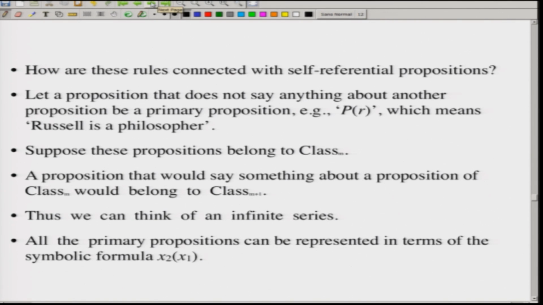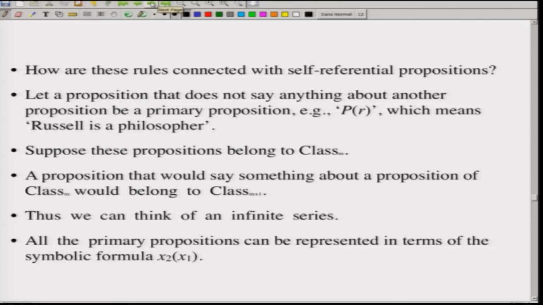The point is, how are these rules connected with the self-referential propositions? How do they prevent those things from happening? This is how they do it. Let a proposition that does not say anything about another proposition be a primary proposition. For example, we have P R, which means Russell is a philosopher. It is a primary proposition. Suppose these propositions belong to class M. A proposition that would say something about a proposition of class M would belong to class M plus 1.